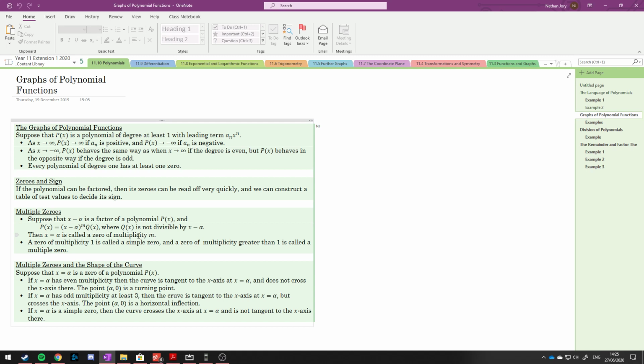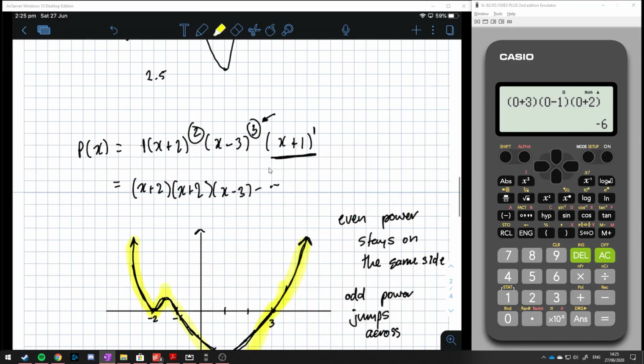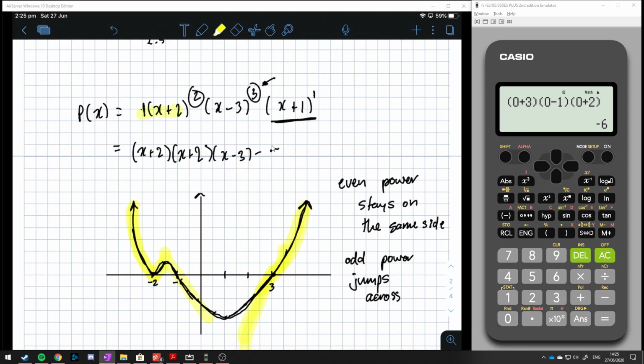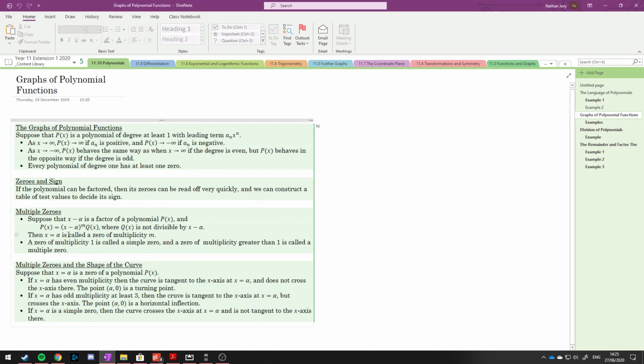If you have more than one of them, then it's called multiple zeros, and the multiplicity of that is just how many there are. So if we go quickly back to this one, the multiplicity of this bit here is 2 because that's how many times it appears. The multiplicity of this bit is 3 because that's how many times it appears. The multiplicity of this one is 1 because there's only one of them. A 0 of multiplicity 1 is simply called a simple 0, and a 0 of multiplicity greater than 1 is called a multiple 0. So that's basically what we said.